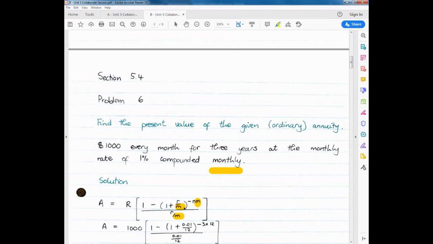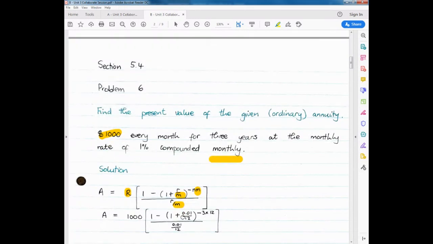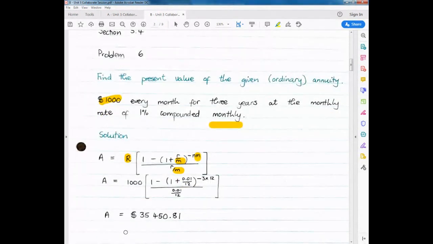If we identify the correct formula, the rest is simple algebra. You need to know that your payment of $1,000 is the R. That is the periodic payment. R is the periodic payment. A is the present value, and we use the correct formula. If you substitute your values, that's 3 years on a monthly basis, therefore that would be 3 times 12, and we will have an amount of $35,450 and 81 cents.